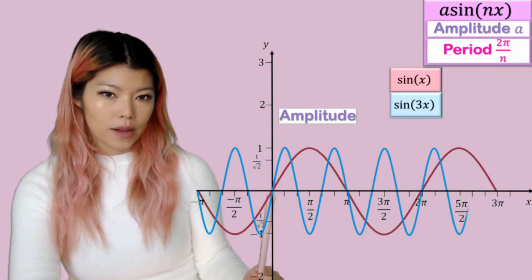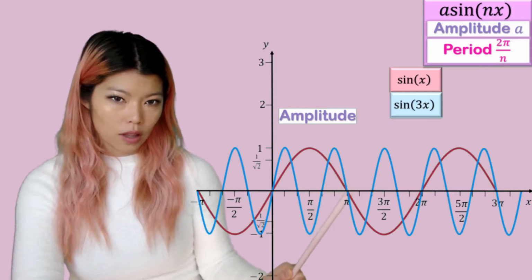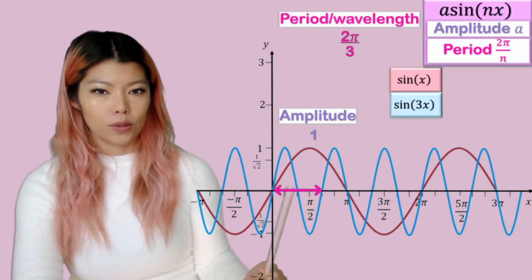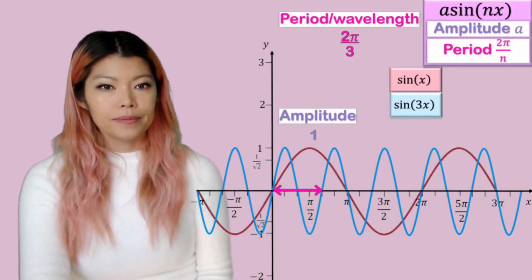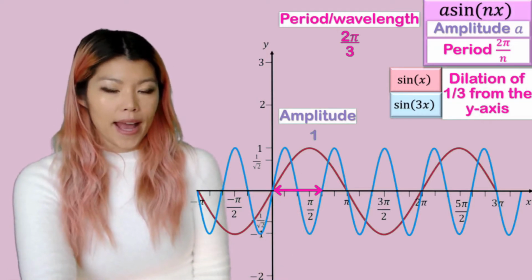So 2 pi on 3, that's 2/3 of a pi. See? 1/3, 2/3, 3 over 3. So 2/3 of a pi. So we have our period to be 2/3. So we describe this as a dilation of a third from the y-axis.